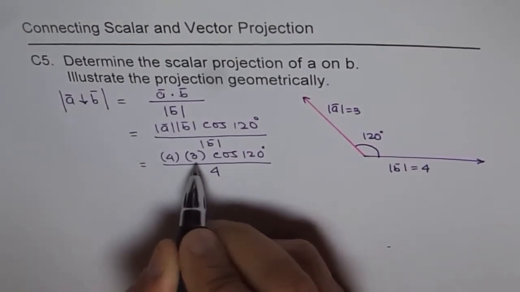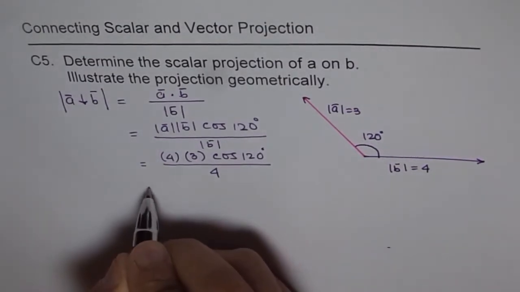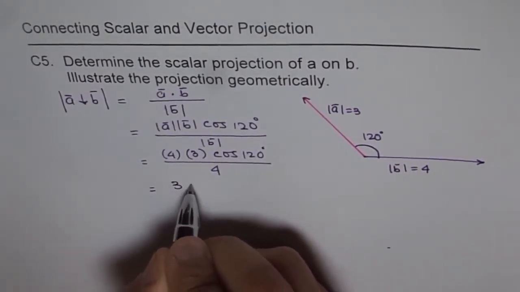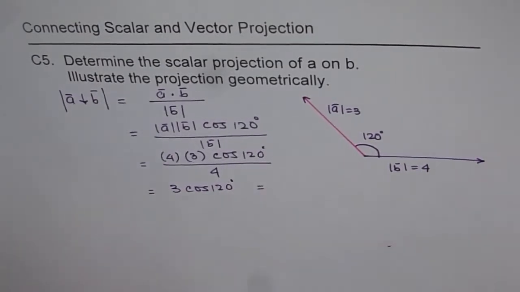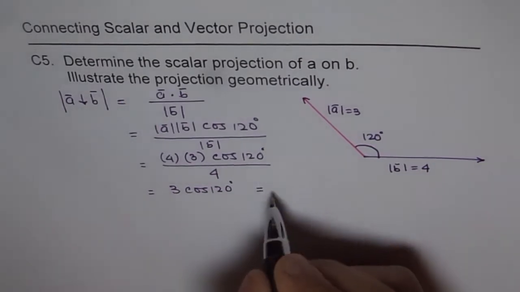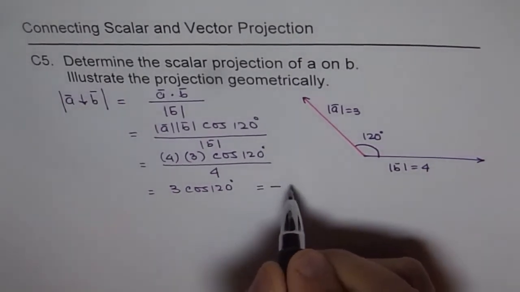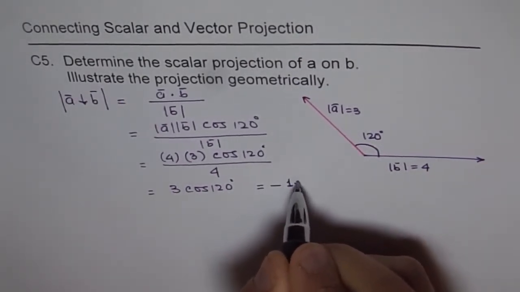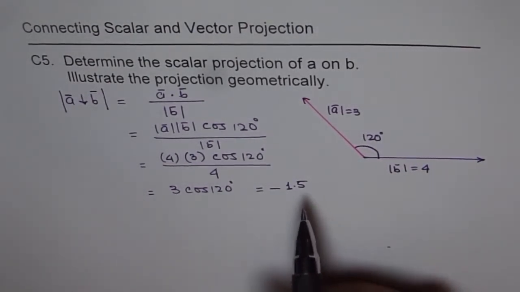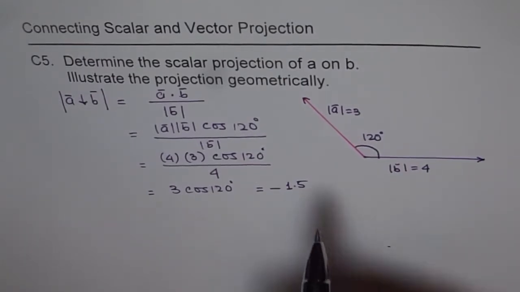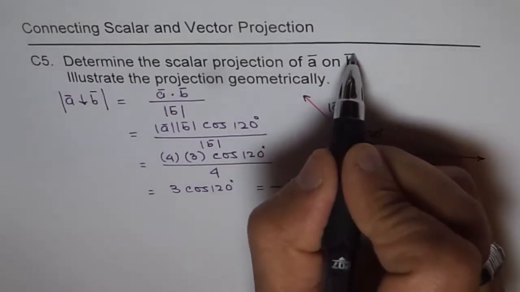So we get 3 times cos of 120 degrees, which is, let's use the calculator, cos 120 degrees is minus half, right? So it is minus 1.5, correct? Now, that is the scalar projection of vector A on vector B.